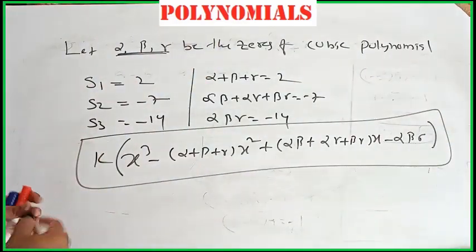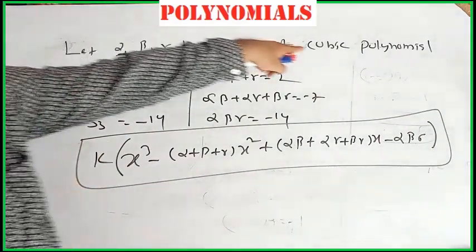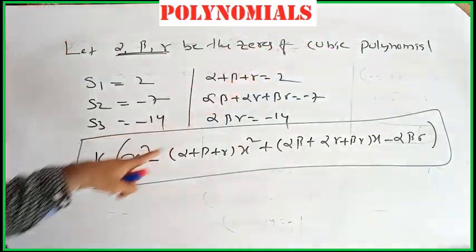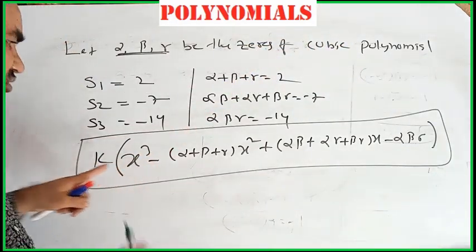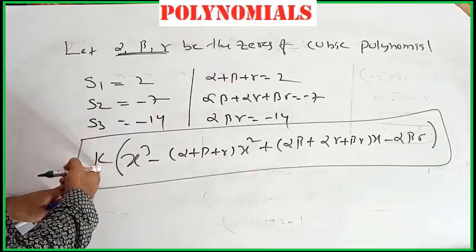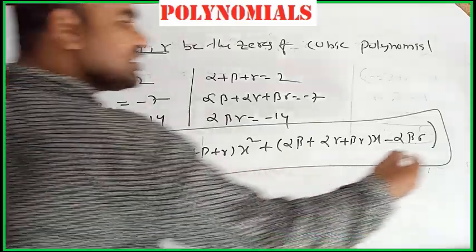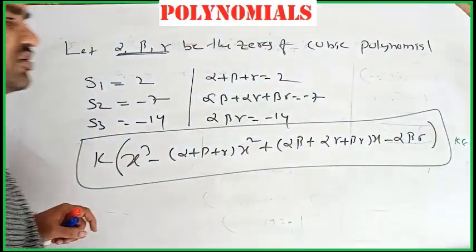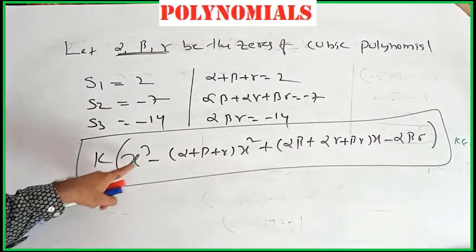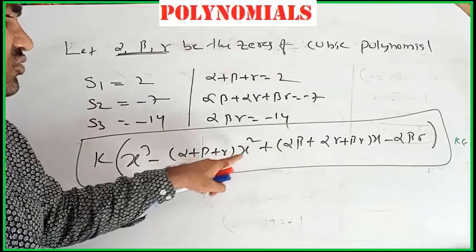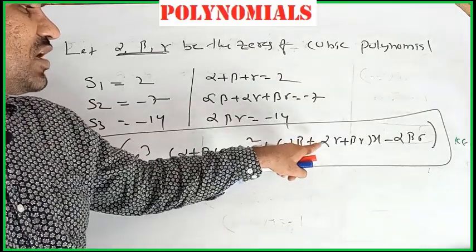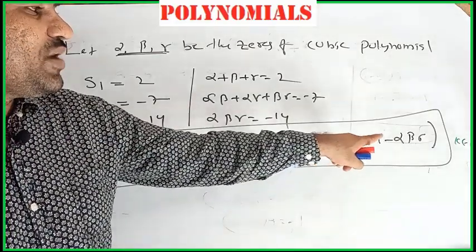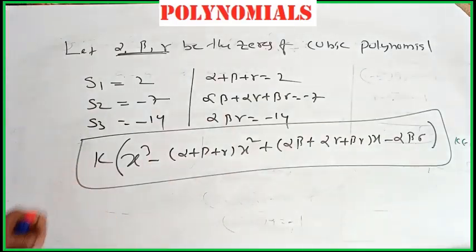Children, this is important. Alpha beta gamma are the zeros of a cubic polynomial, no? So the standard form of a cubic polynomial whose zeros are alpha beta gamma means this one only. K is some non-zero real number, k belongs to R minus zero. K times of x cube minus (alpha plus beta plus gamma) x square plus (alpha beta plus alpha gamma plus beta gamma) of x minus alpha beta gamma. Just we need to substitute.